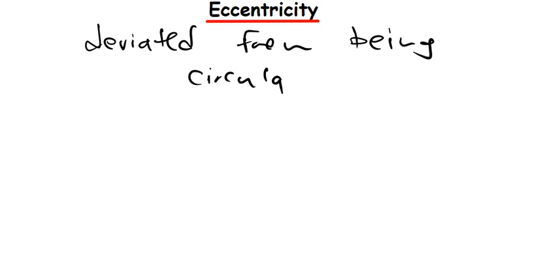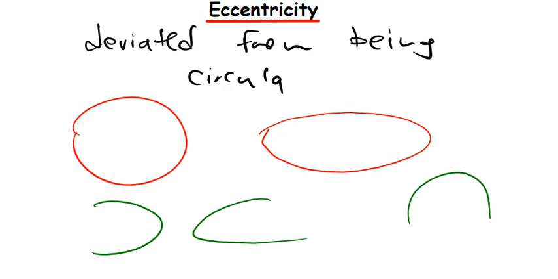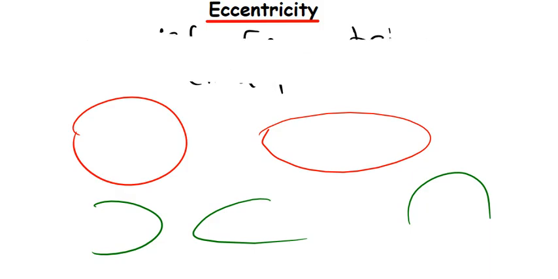So if we look at the conic sections that we've already discussed so far, we've talked about a circle, an ellipse, a parabola, and a hyperbola. Which one do you think has deviated very much from a circle? Since we're saying how much a shape has deviated from being circular, a circle has not deviated in any way, so the eccentricity of a circle is zero.